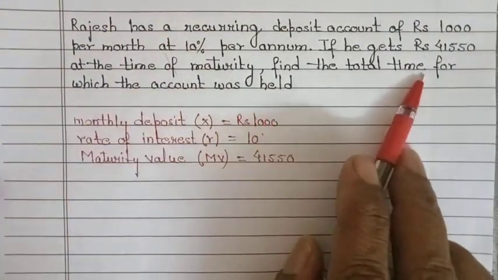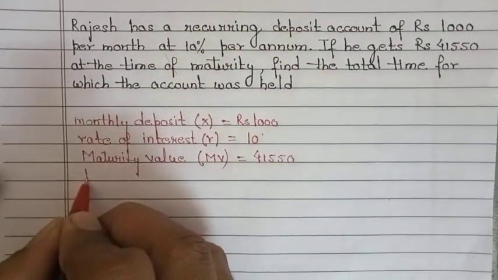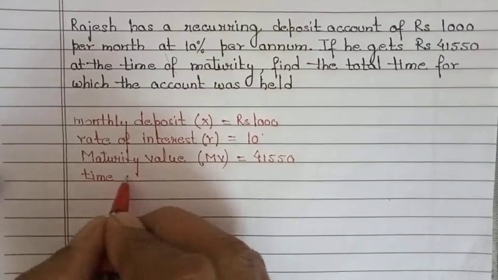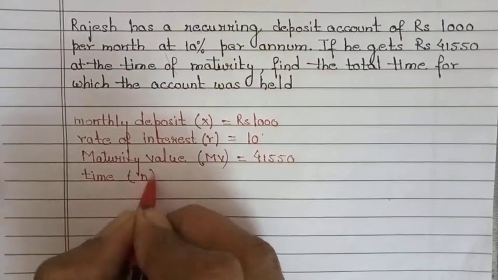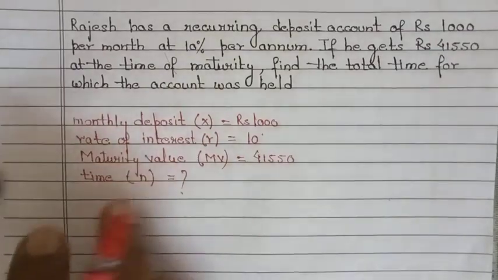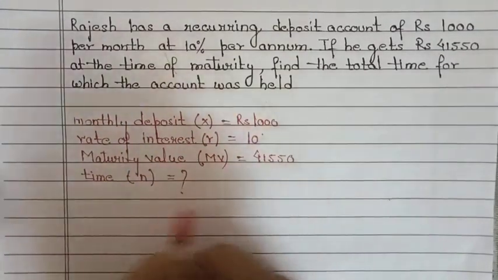Find the total time for which the account was held. So let time be taken as N. Now remember, time, we have taken it as N. It will be in months.